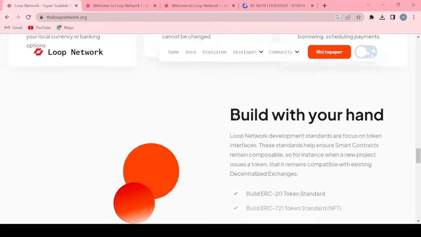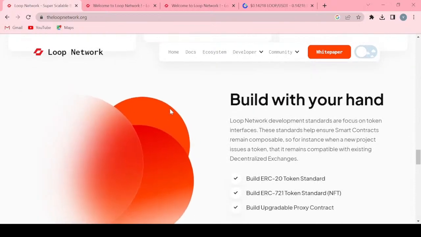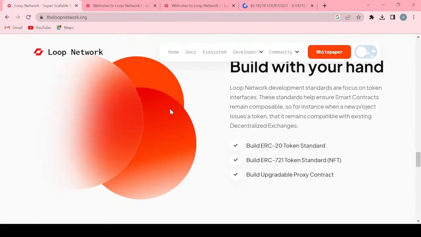So what can you build with your hands on the Loop Network? Loop Network developed standards focused on token interfaces. These standards help ensure smart contracts remain composable, for instance, when a new project issues a token, it remains compatible with existing decentralized exchanges also.